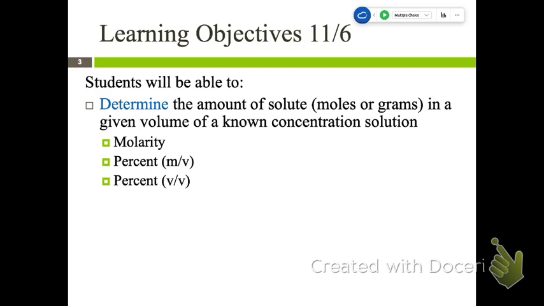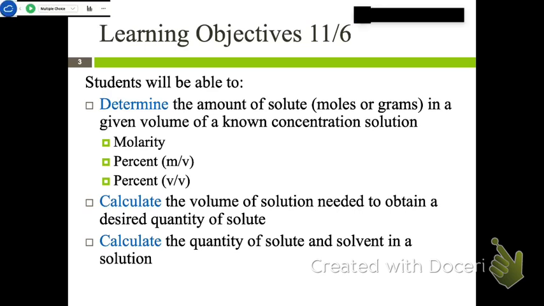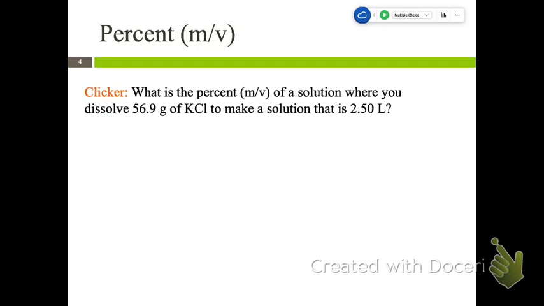And then we're not going to do too much with mass to mass ratio, but you will see some of that. And then based off of that, I want you to be able to calculate if you want a certain quantity of solute, how much volume do you need? Or the other way around. So let's do some problems.